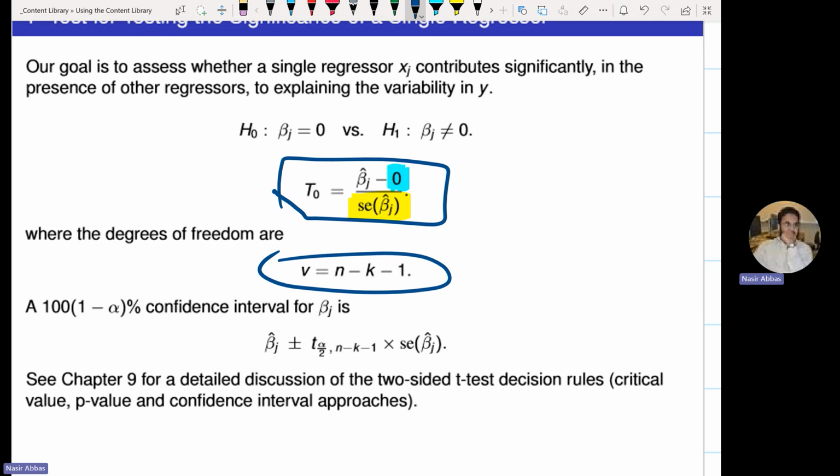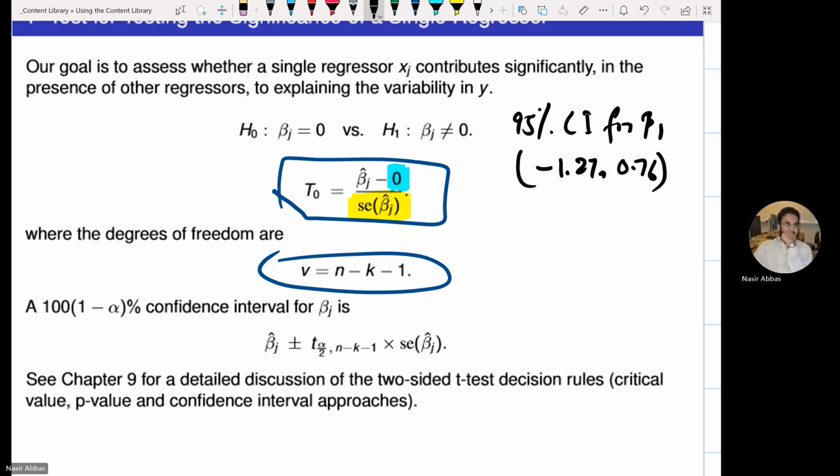So what if I give you a confidence interval for beta 1, and the confidence interval given to you is minus 1.27 all the way up to 0.76. I tell you this is a 95% confidence interval for beta 1. And I ask you a question: is x1 significant in the regression or not? What will you answer?